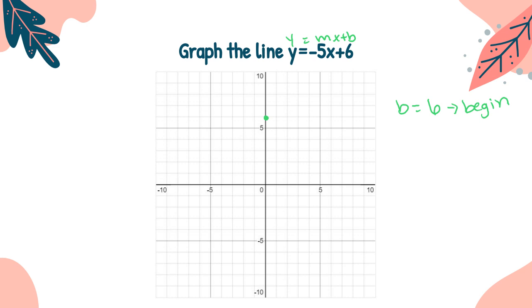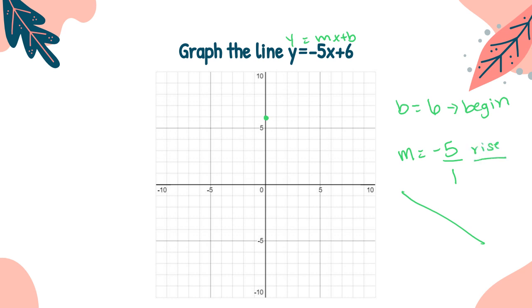And now what is my slope? My slope is negative 5. And how do I make that into a fraction? I just put it over 1. So my slope is negative 5 over 1. And notice that it's negative. So again, it needs to be going downward.